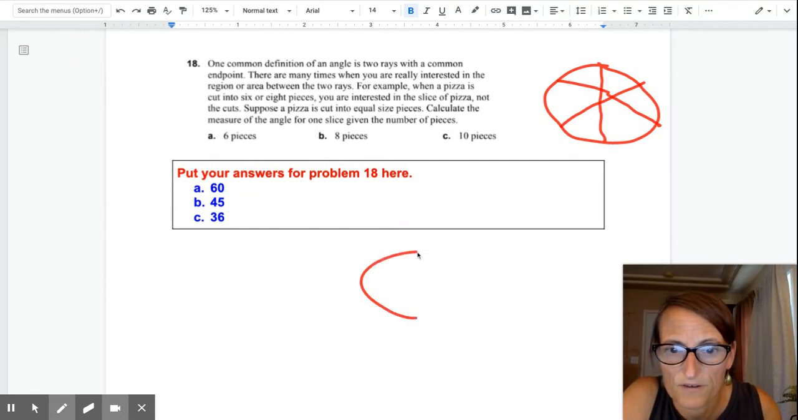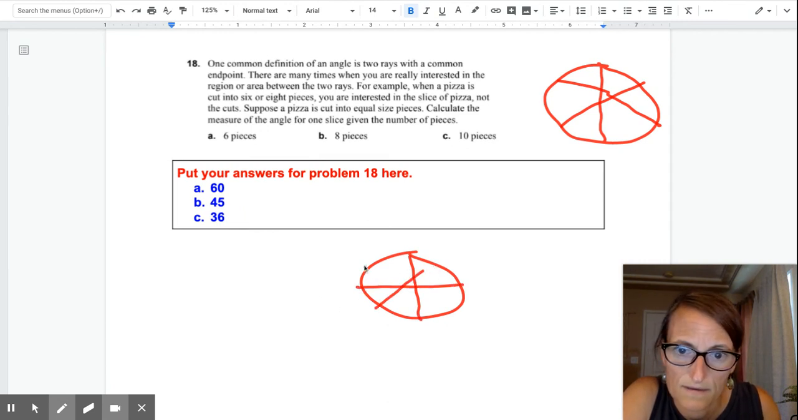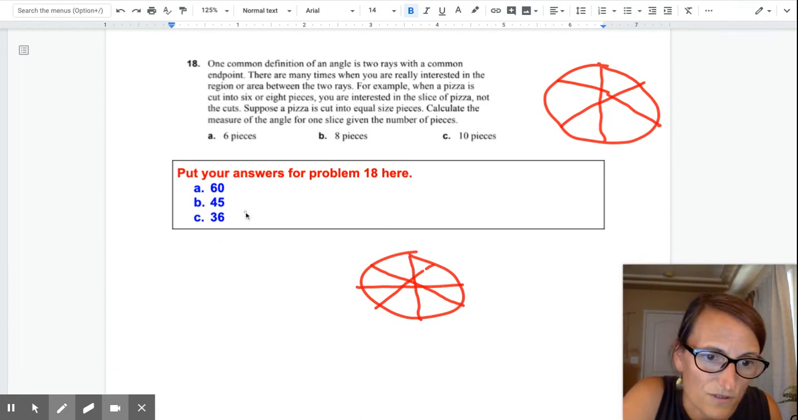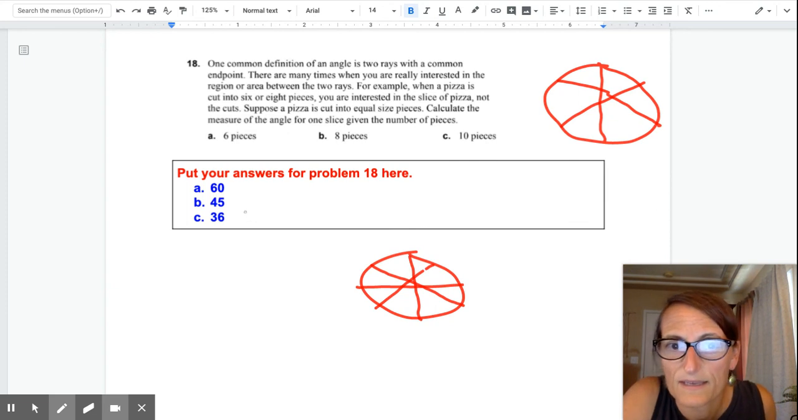For B, if you're cutting it into 8 pieces instead, I cannot get this quite right, then you can kind of see that each of those is half of a 90-degree angle, so that's 45, or you can just do 360 divided by 8. And for C, 360 divided by 10 gives you 36.